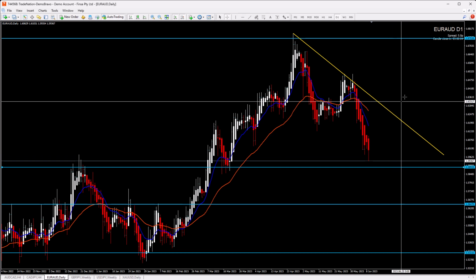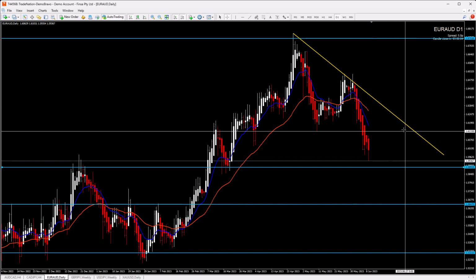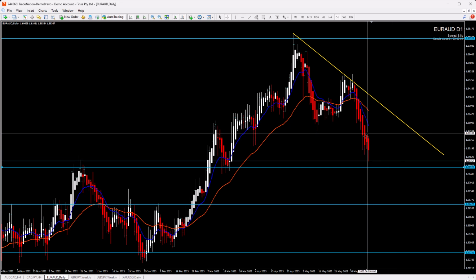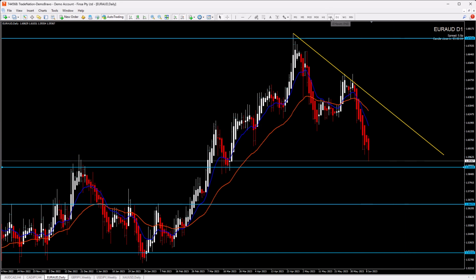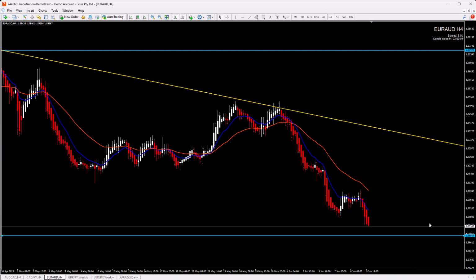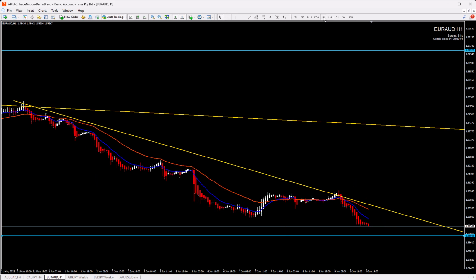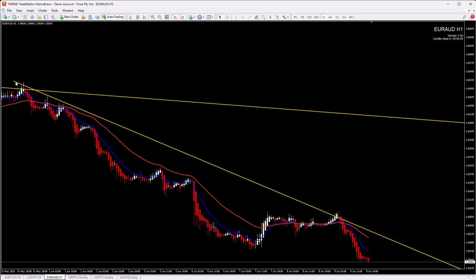Probably this breakout won't happen this week. Yeah, I think that price will still struggle a little bit here in this zone. Another option is that if you see that price is reaching the support zone, you can also look for trades against the main direction, but you see that we have only this 1 hour chart trend line.